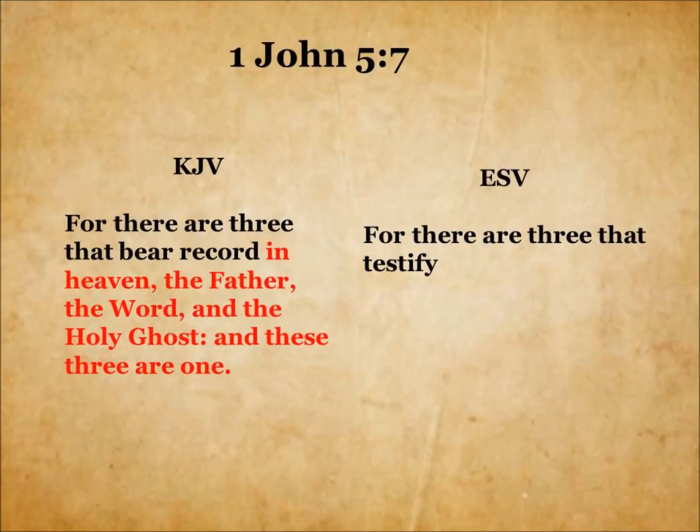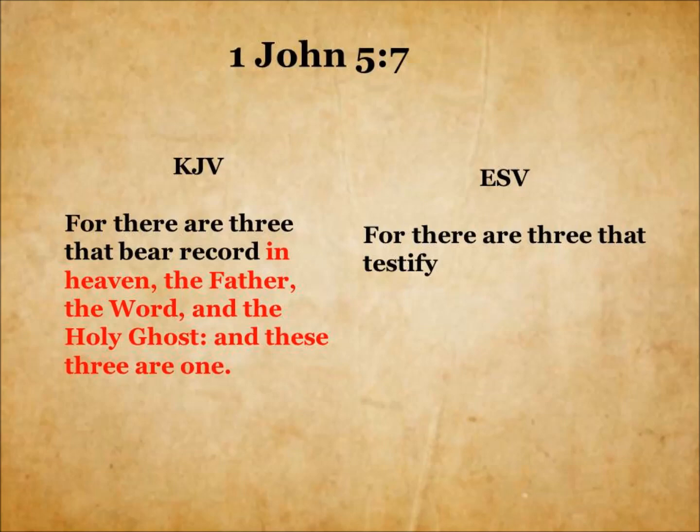And this leads us to 1 John 5:7. And this may be one of the most controversial textual variants between the King James Bible and all of the modern translations. 1 John 5:7. "For there are three that bear record in heaven." This is in the King James Version. "The Father, the Word, and the Holy Ghost, and these three are one."